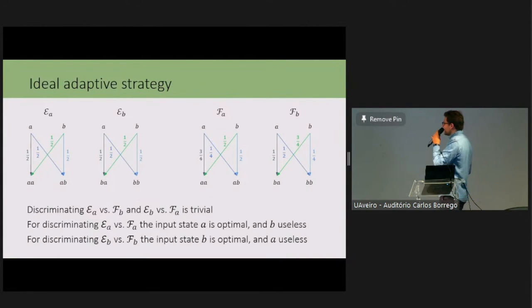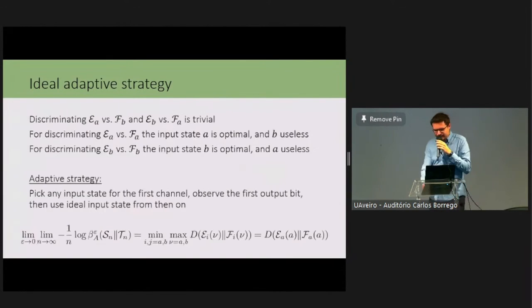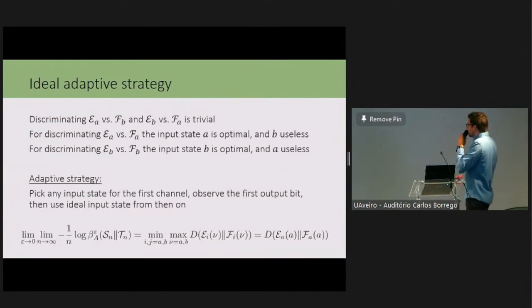And the key thing is, I can know that by just looking at the output once, because the first output bit exactly tells me whether I have an A channel or a B channel. So adaptively, I can just use the first channel in any way I want, and then I observe the first output bit, and then I know for sure whether I have an A channel or a B channel, and then I know what the optimal input state is. And then if I just choose this input state from then on and do a big measurement at the end, then the optimal rate I'll be able to get is exactly this one, where I have the maximum inside of the minimum.